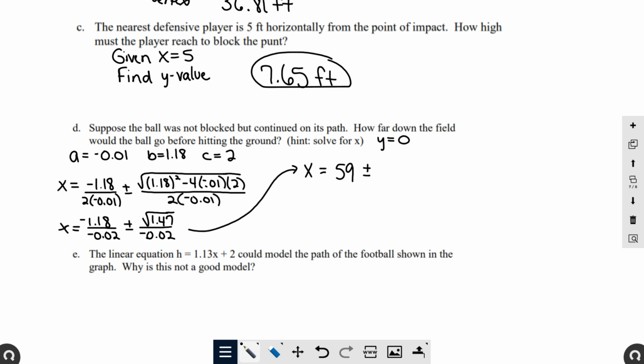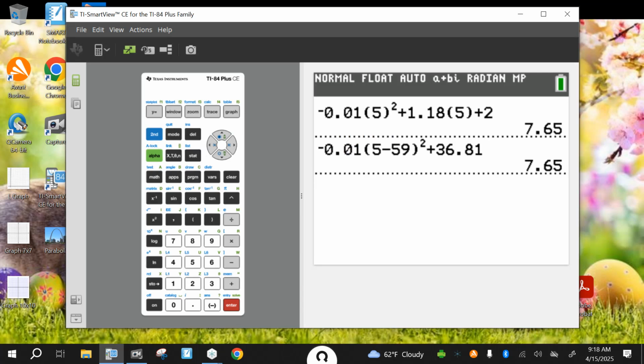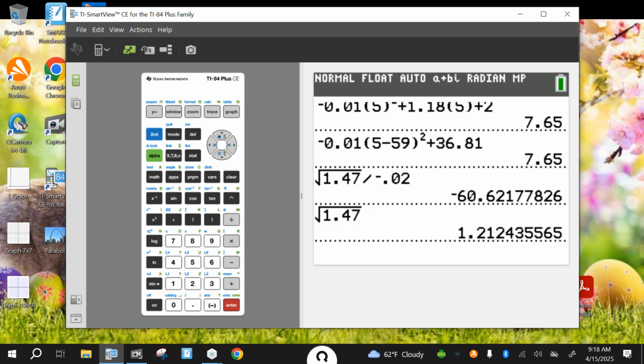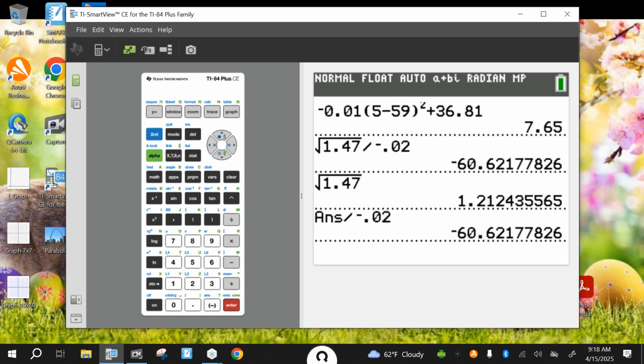Now, when you type in this next part, type in the square root and remember to either right arrow or you can hit enter and then divide by 0.02. So I got out negative 60.62. So again, when you type in that second part, it's square root of 1.47. Make sure you right arrow before you hit divided by negative 0.02. Or you can do the square root and then divided by negative 0.02. You can separate it into 2 steps if you want to save your calculator from any issues.